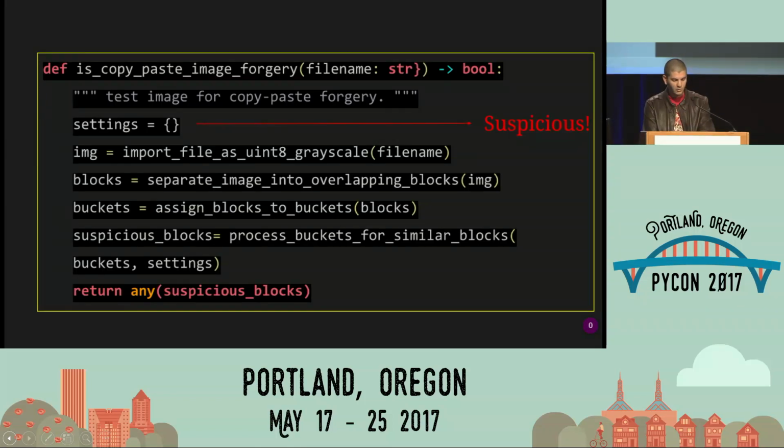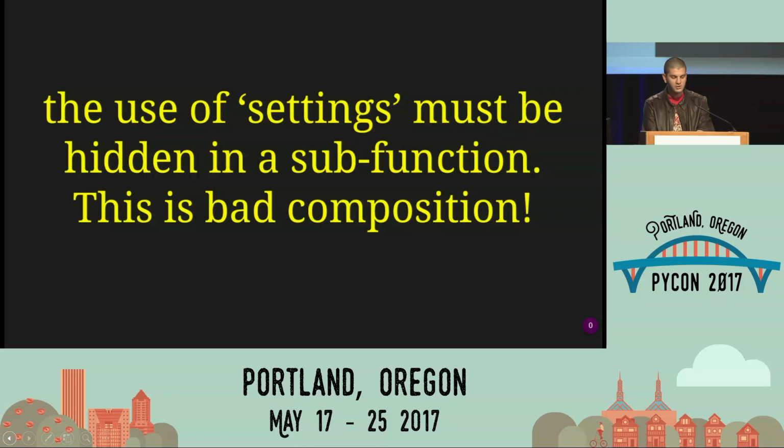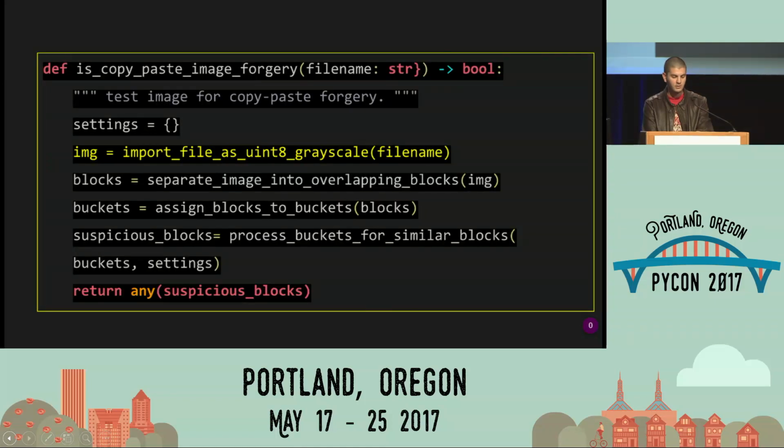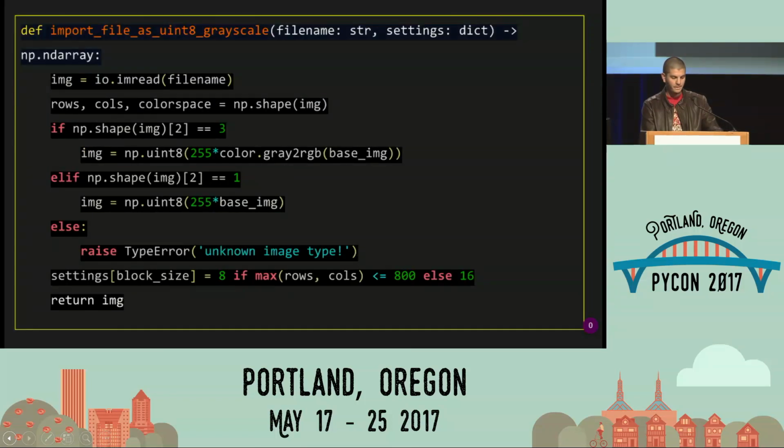But there's one problem here. We've got this settings dictionary. We don't see it here, which means there's got to be a side effect. Where does it happen? In this subfunction. This is what this looks like. Do we understand what this does? Is it immediately obvious? Not really.